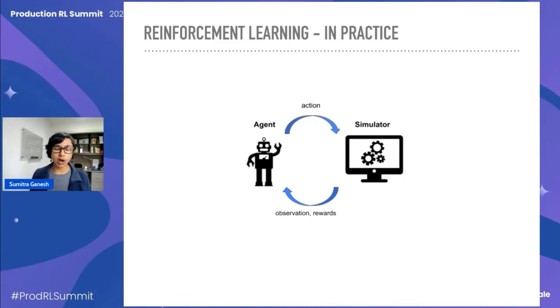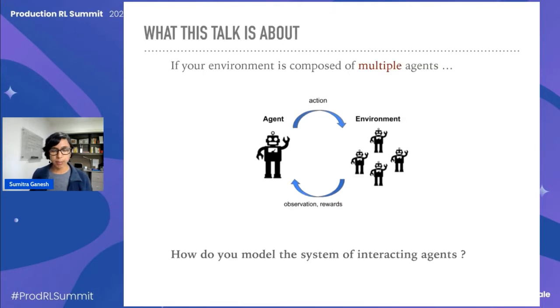So in practice, most RL agents are actually trained in simulation. And this simulator could be, for instance, a physics-based simulator like MuJoCo in a robotics application. But what I'm going to talk about today is domains where your environment is made up of multiple other agents. And these agents might have policies of their own. So the question then is, how do you model the system of interacting agents? And that's going to be the focus of my talk.